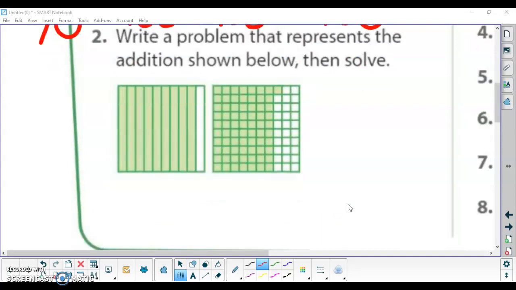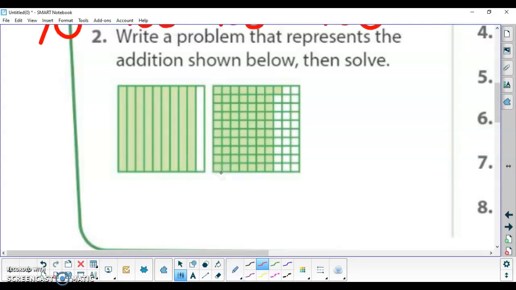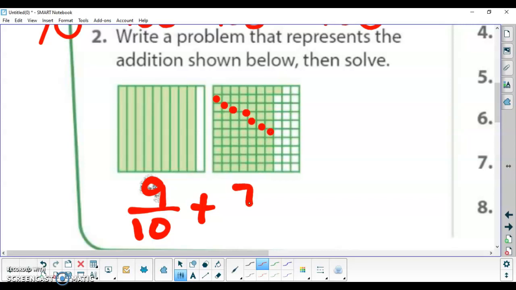All right, write a problem that represents the addition shown below, then solve. All right, so let's look at the first diagram. What is represented by that first diagram? Well, how many tenths are shaded in? 9 tenths, correct. 9 tenths plus how many hundredths are shaded in? Well, 10, 20, 30, 40, 50, 60, 71. 71 are shaded in. 71 hundredths.